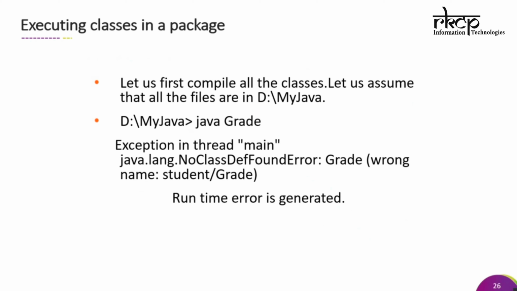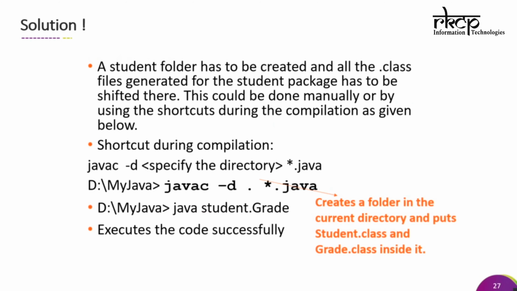Then the question is, how to execute a class which is part of any package? So your execution will always happen like this: java, after that the package name, dot, the class name. So you have to do the execution in this way, meaning java and after that the package name and then the class name. In this scenario your code will execute successfully. Don't worry, I will show you one small example related to this, how you will execute and how you will get the result.